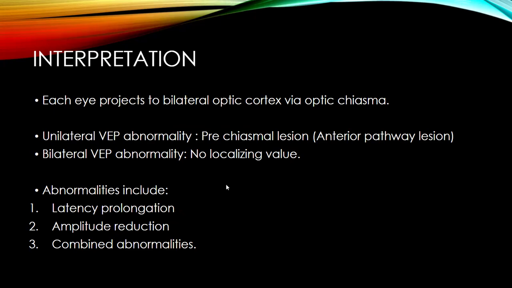With bilateral visual abnormalities, the localizing value is a little difficult. But in unilateral VEP abnormalities, we can confidently say that it is usually prechiasmal because the decussation has not yet taken place. So what are the abnormalities that we see? Abnormalities include either latency prolongation, amplitude reduction, or combined abnormalities of latency and amplitude.